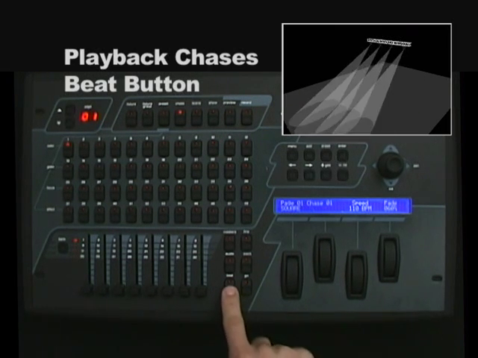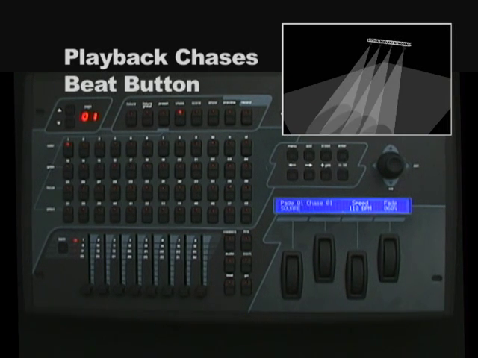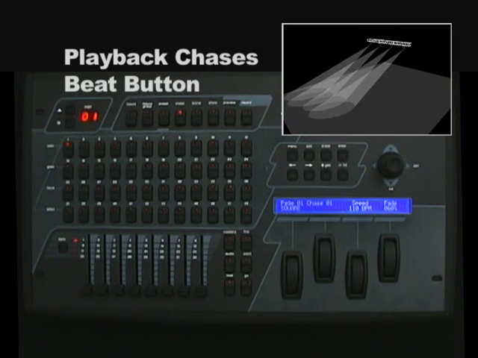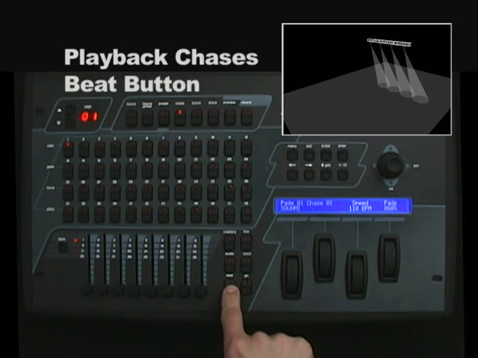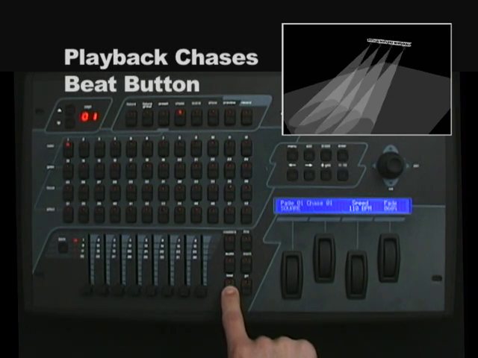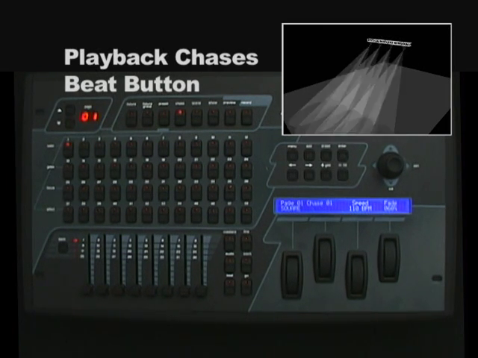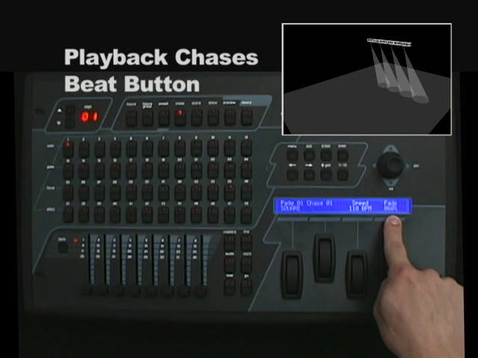By tapping the beat button at the tempo which you want the chase to run, will trigger your chase steps to run at the tempo at which you tap the beat button. An LED on the beat button indicates the chase tempo. To deactivate the beat button, press and hold it for 2 seconds, then release. The chase will then begin to run at its default chase speeds.